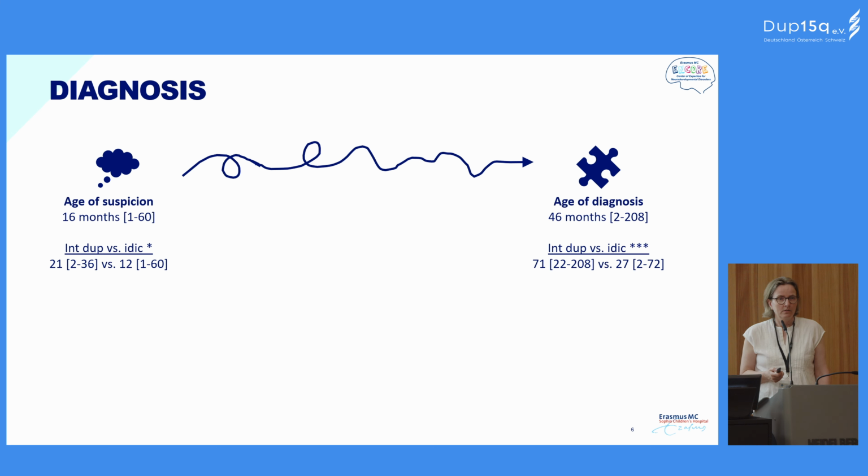There was a long diagnostic odyssey, as we've seen in earlier talks, and, not surprisingly, the interstitial duplication children had a longer odyssey than the edic children, because they were more mildly affected. So we hope that with our collaboration, with more efficacy and awareness of this syndrome, we can shorten this.